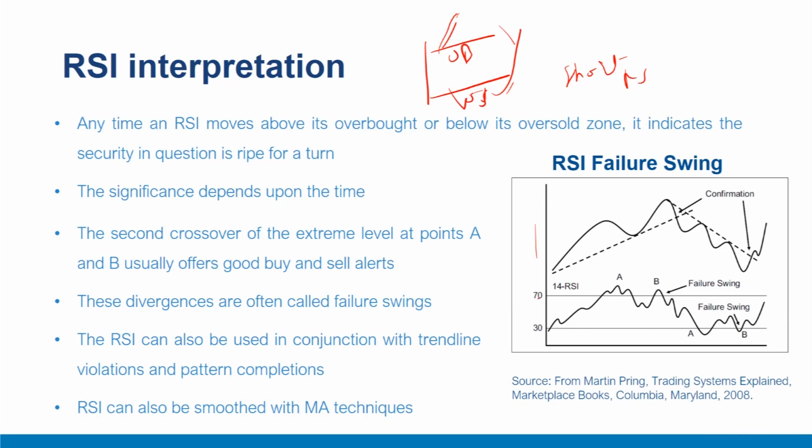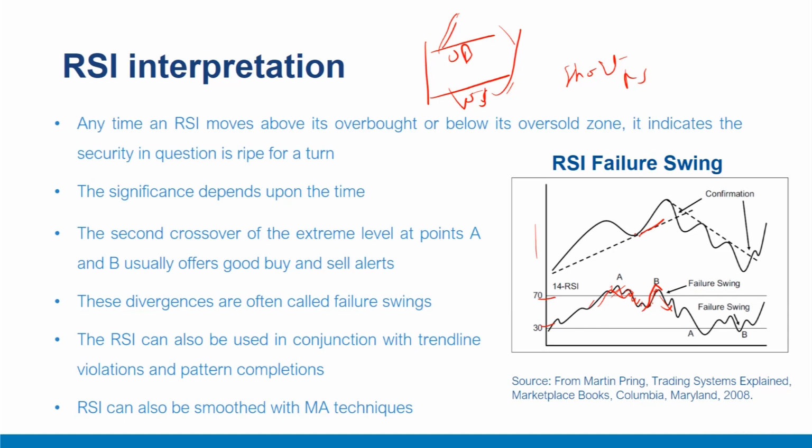Consider this diagram here where we have 70-30 bands and RSI is fluctuating here. Now, these are consistent swings above the overbought level, indicating that some kind of movement may happen. These are like failure swings. The momentum tries to cross the overbought level. This is a 14-day RSI. For example, points A and B offer good alerts that now the security in question may fall. And such divergences are set up.